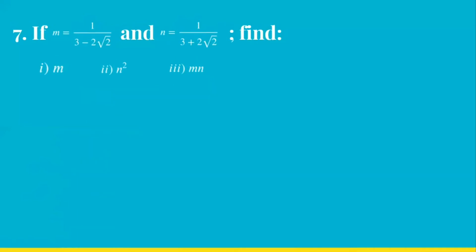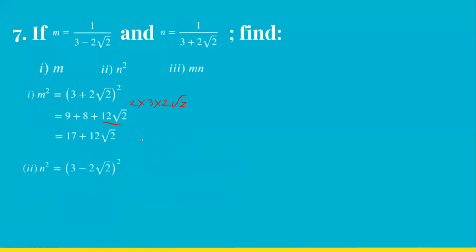Now find m square. So square that: 3 plus 2 root 2 the whole square. Value of m square we are finding first. So which is a square, 3 square, plus b square, that is 2 root 2 square, plus 2ab. So 2ab is 2 into 3 into 2 root 2. 2 3s are 6, 6 2s are 12. That is how 12 root 2. 9 plus 8 is 17, so 17 plus 12 root 2.